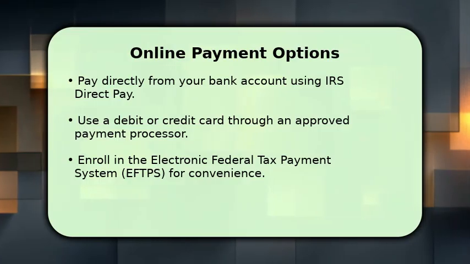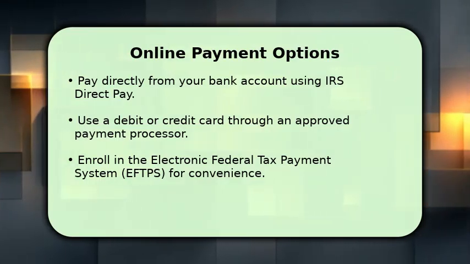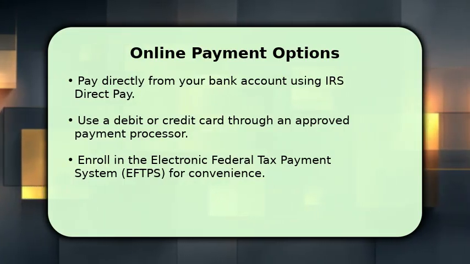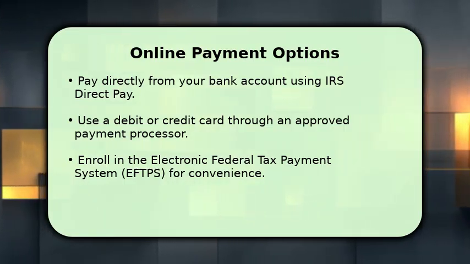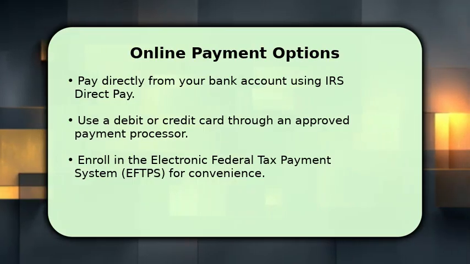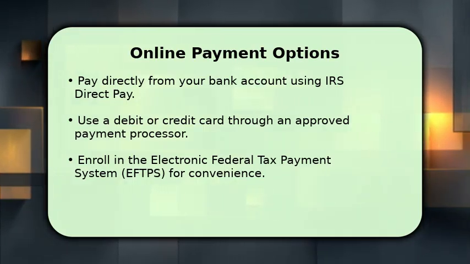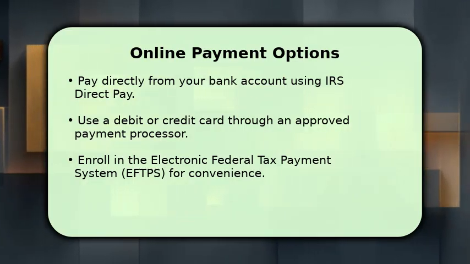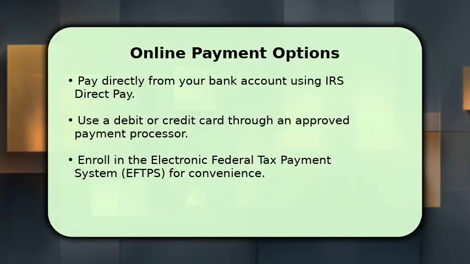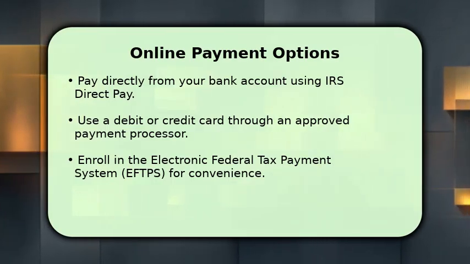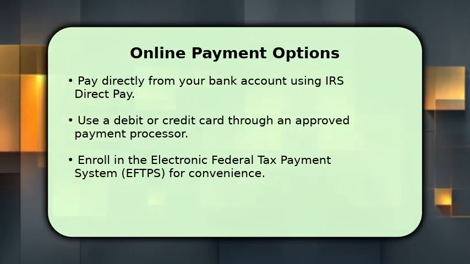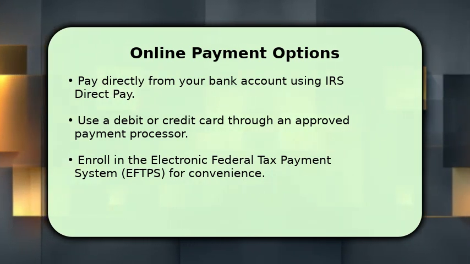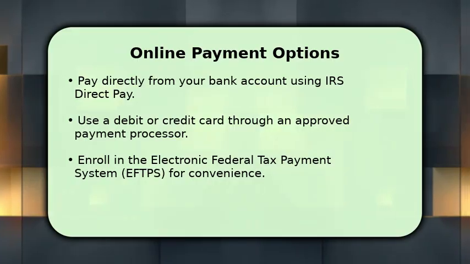Now for the convenience of paying online. The IRS offers several secure methods. You can use IRS Direct Pay to make payments directly from your checking or savings account, which is free. Another option is to pay with a debit or credit card through one of the approved third-party payment processors, though these may involve a processing fee. For regular filers, the Electronic Federal Tax Payment System, or EFTPS, provides a secure and easy way to schedule payments.